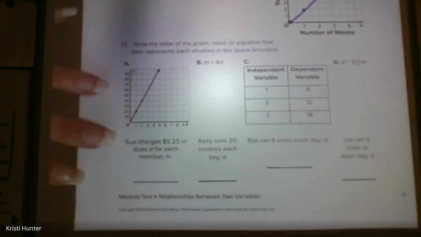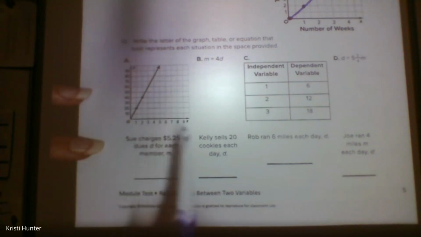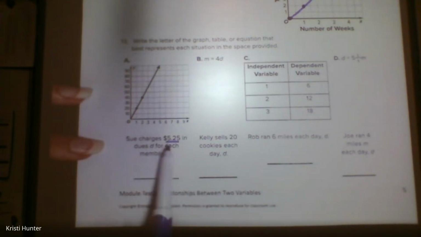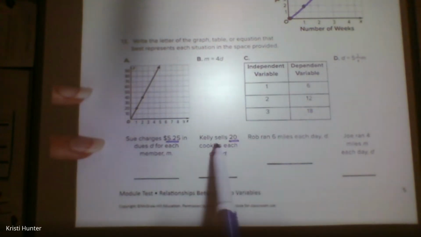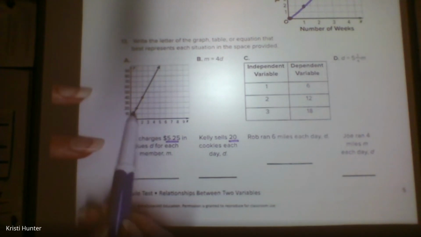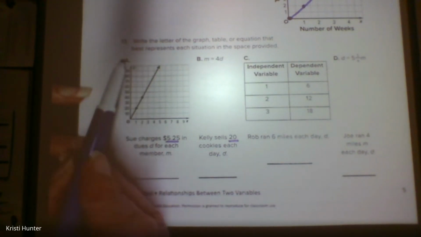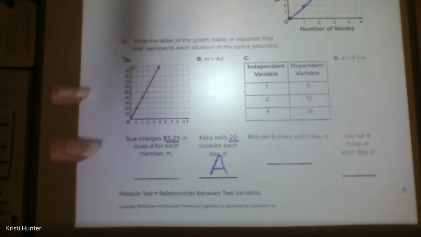So when I look at my graph, I see there's 1 for every 20. So when I look at my information, this is $5.25, and then look at this one. That's the only one that has a 20 in it. Let's see what it says. Kelly sells 20 cookies each day. So one day, 20 cookies. So letter A matches with this description. This would have a graph. Okay.